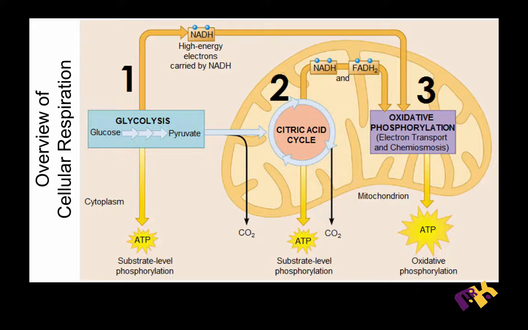So in the citric acid cycle, we're going to create a few more ATP. We're going to create some carbon dioxide, and we're going to load a couple high-energy electrons onto a couple molecules for transport. Okay? So those will then eventually make their way to stage 3, which is known as the electron transport chain, or more formally as oxidative phosphorylation.